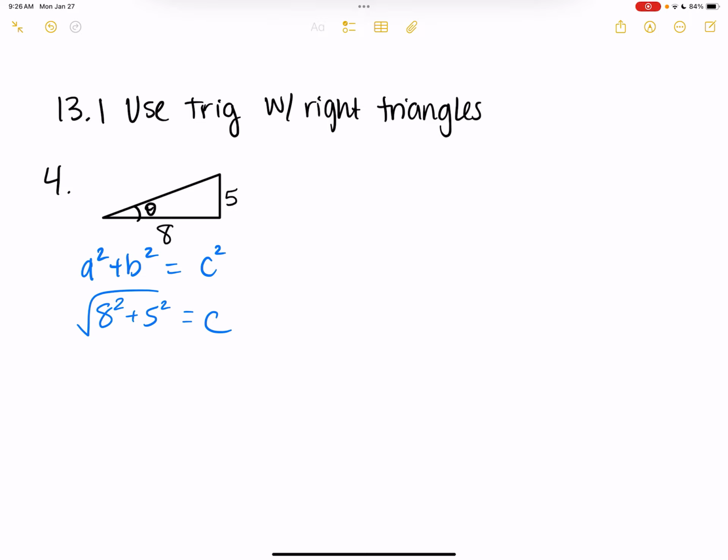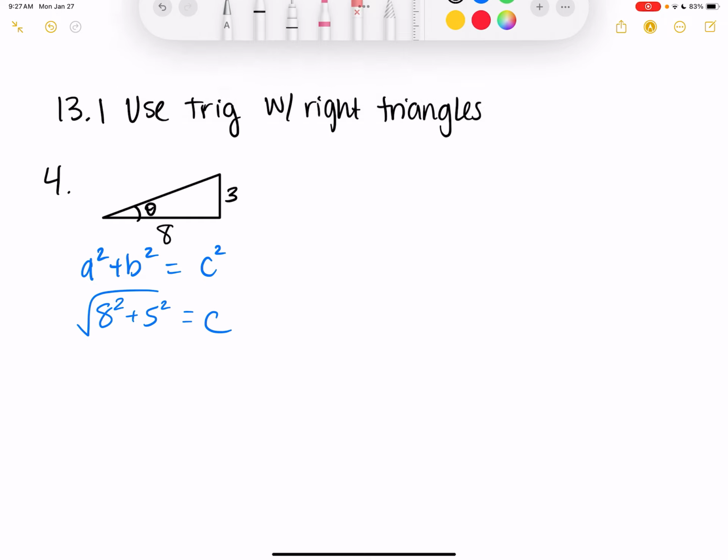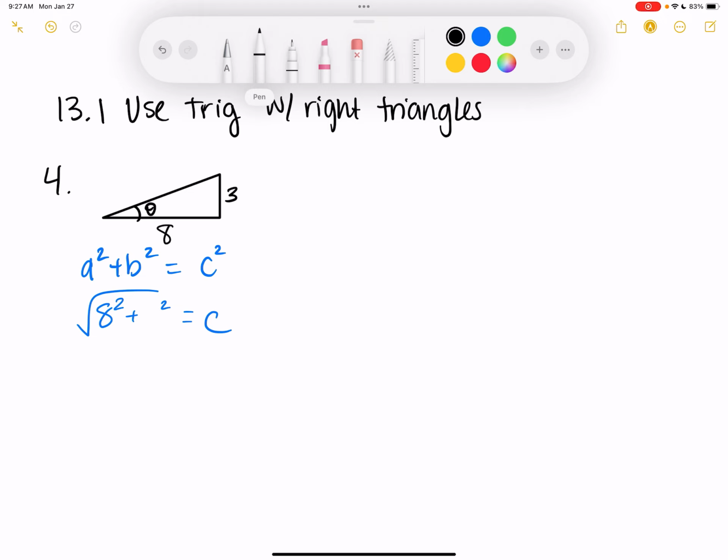So the square root of 89 is 12. It's not 12. Oh, I know what the problem is. I copied the problem wrong. This is supposed to be a 3. I was like, that's a weird number. It's still not going to be a weird number, but that wasn't the right number. Just change it really quick to a 3 instead.